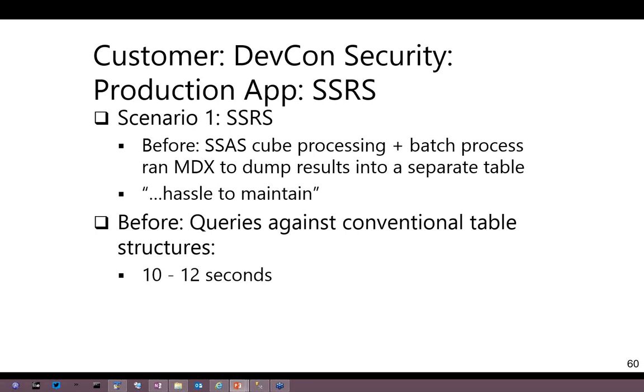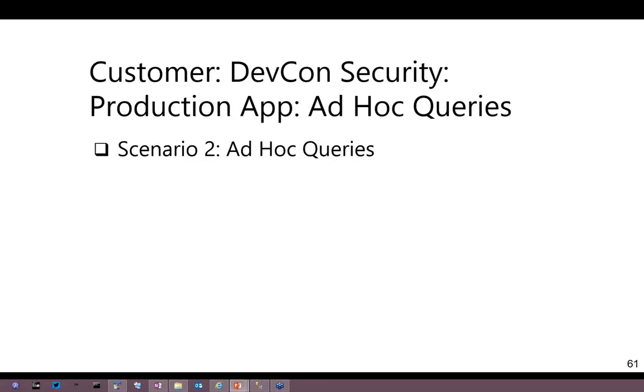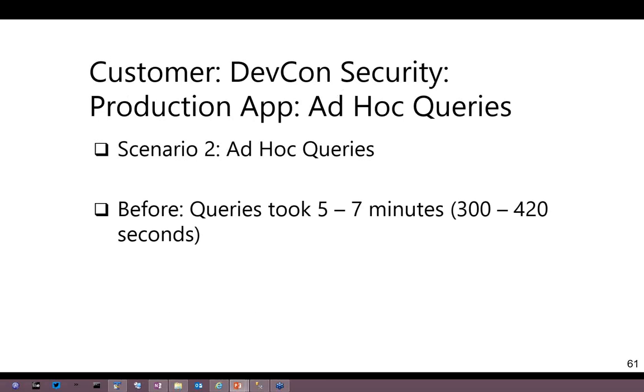But check out, after implementing Columnstore, those very same queries returned in a second, an order of magnitude faster. But here's the big win. Ad hoc queries. Before, these queries took 5 or 7 minutes, and these were, quote, real-life queries. We're talking people on the phone, dialing in. Customer support people had to run these queries and kill time for 5 or 7 minutes. Pretty painful. After adding Columnstore, bingo.